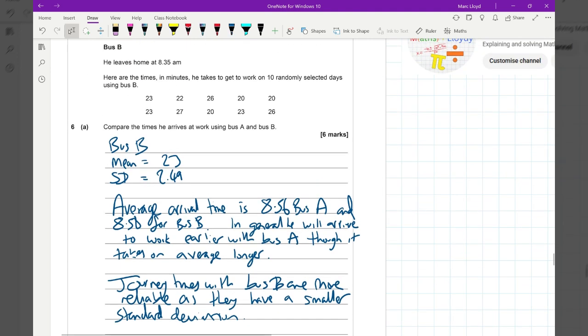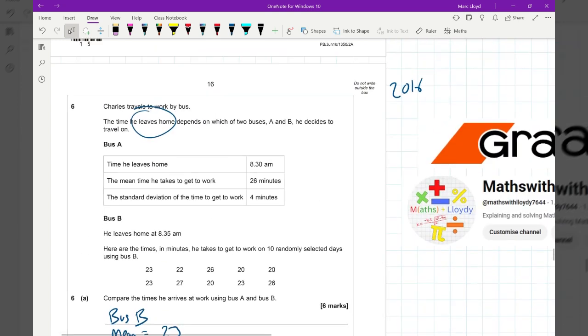I reckon 2 of them are for doing the calculations, 2 are working out the times they arrive, 2 will be the comparisons.